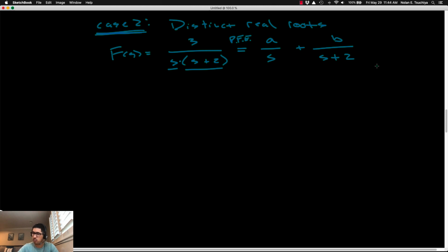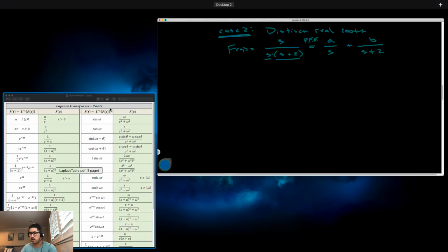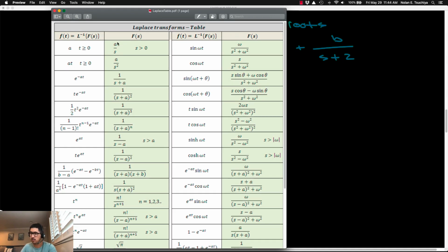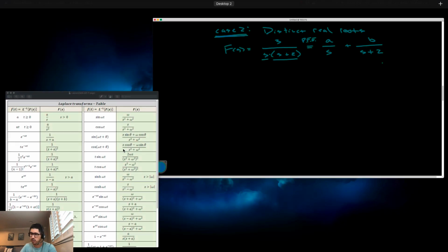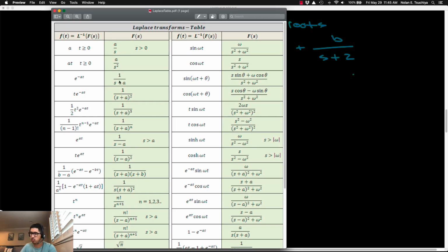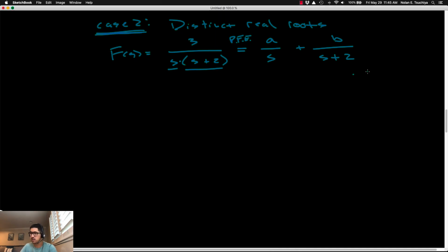Because I already know what the inverse Laplace of a over s is. If you look at the Laplace table, that's just this guy right here. The inverse Laplace of a over s is a. The inverse Laplace of a constant over s plus another constant, we just looked at that one in the previous example. 1 over s plus a, the inverse Laplace of that is e to the minus at. So it's comforting to know that once I do find a and b, my problem is basically done because I'll just look at the Laplace table. The rest of the problem is just, how do I find a and b?